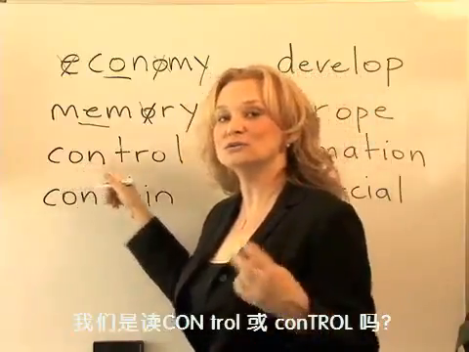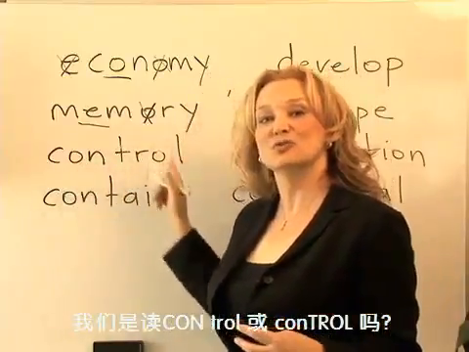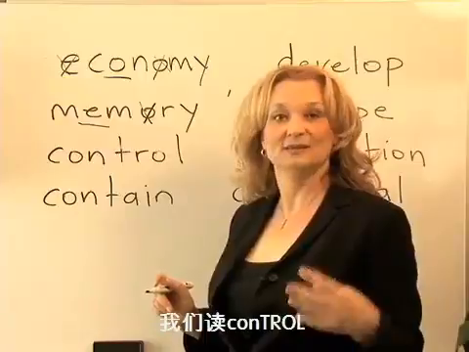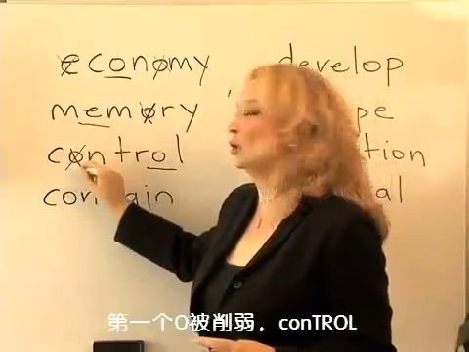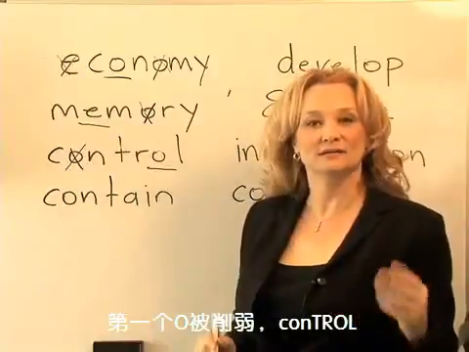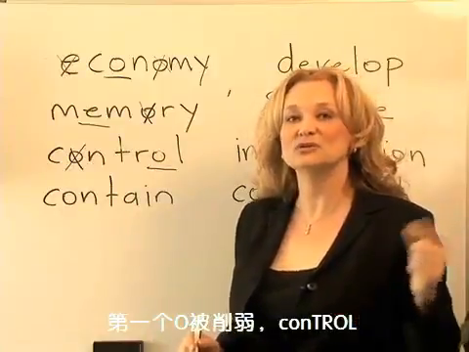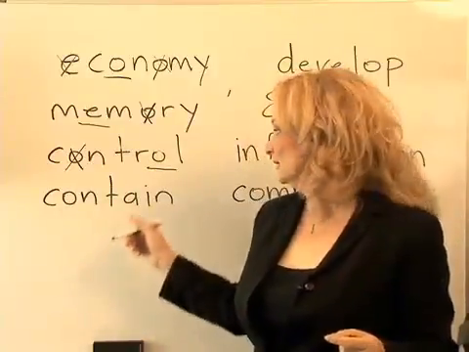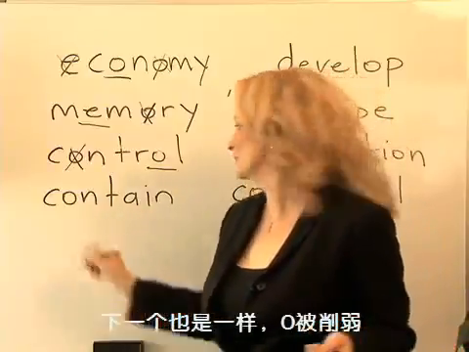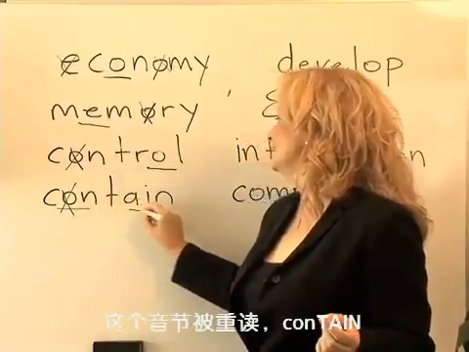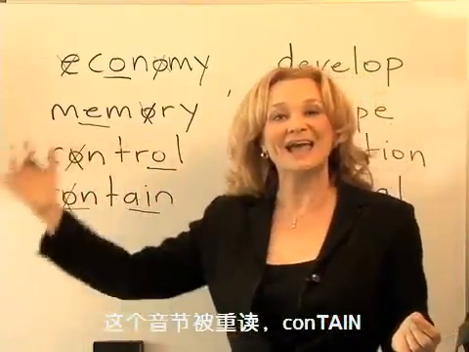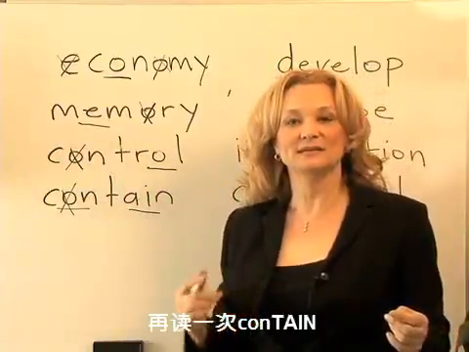Look at the next one. Do we say control or do we say control? We say control. Second syllable is stressed. The first O is reduced. Con. Repeat after me. Con. Control. The next one is the same. This O is reduced. Con. This syllable is stressed. Contain. Repeat. Contain.